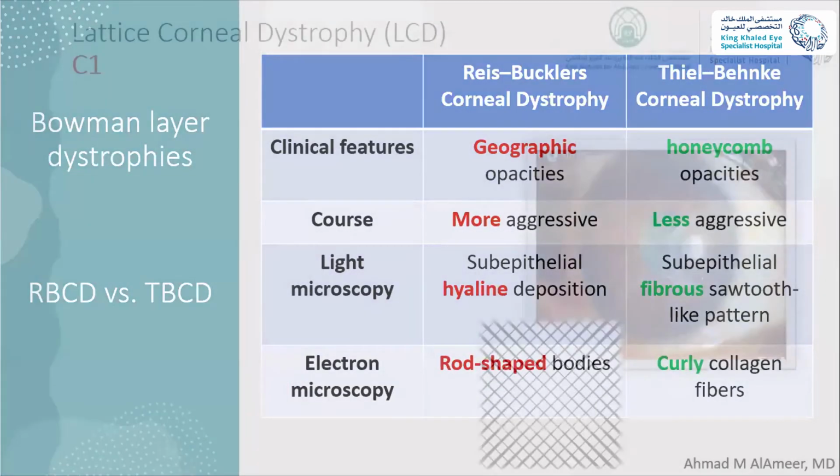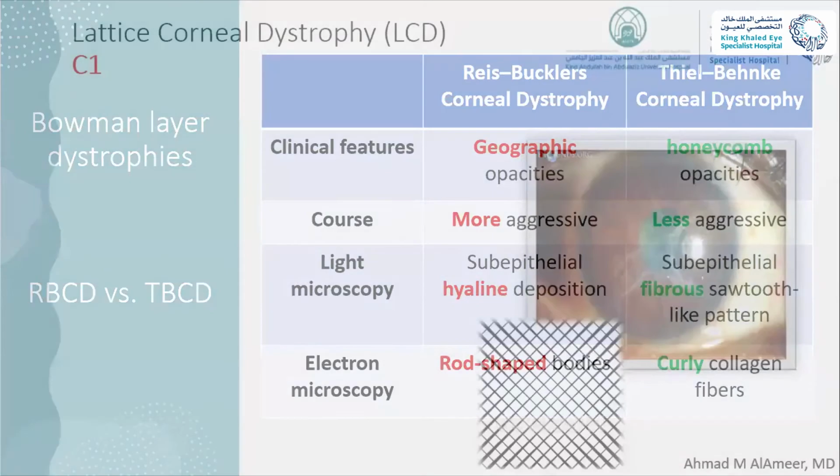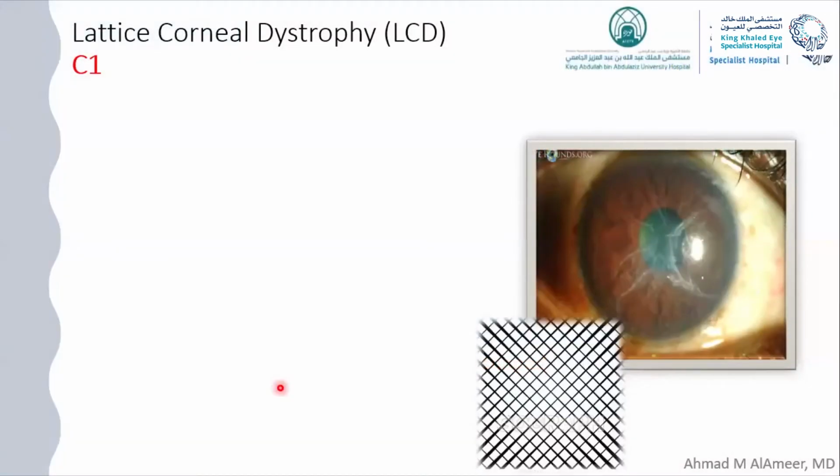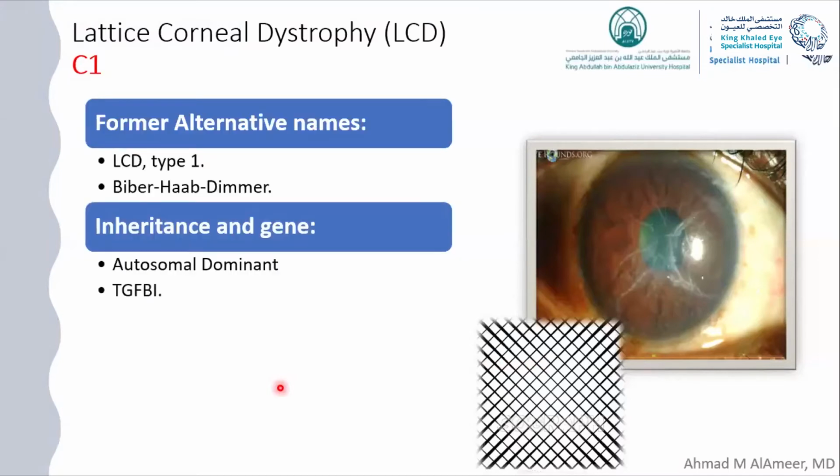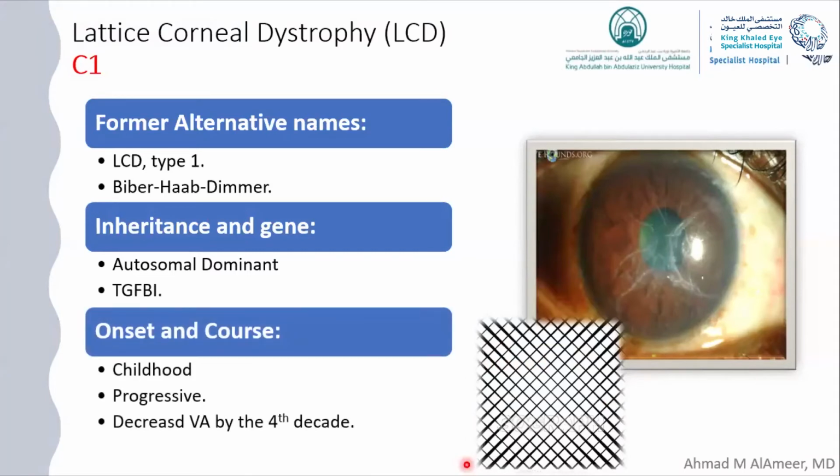Now the third one is the lattice corneal dystrophy. Previously it was under stromal, but now they put it under the group of the TGFBI corneal dystrophies. Lattice means this is the shape of the lattice. It's an autosomal dominant TGFBI dystrophy, and most of the patients have decreased vision by the fourth decade.